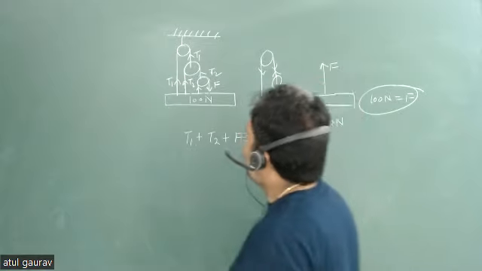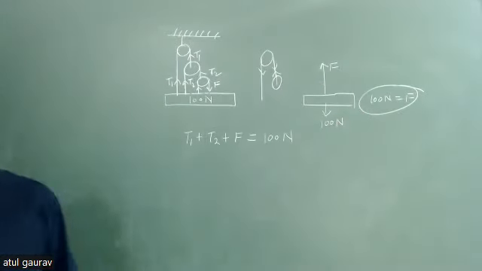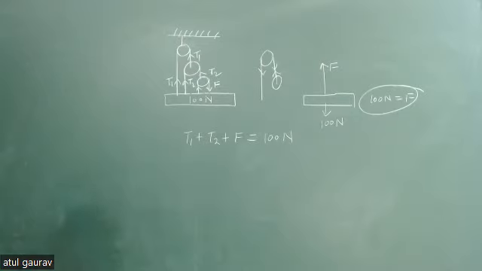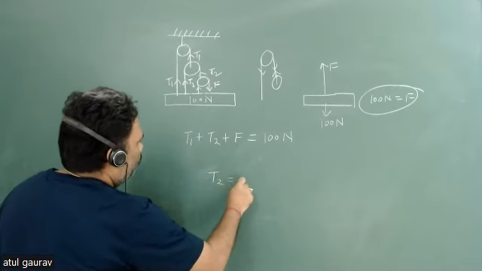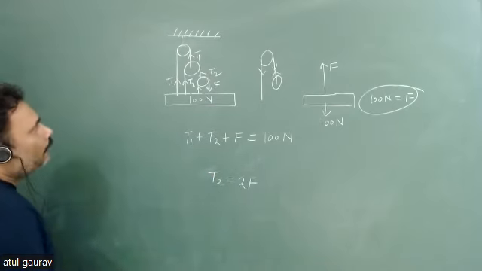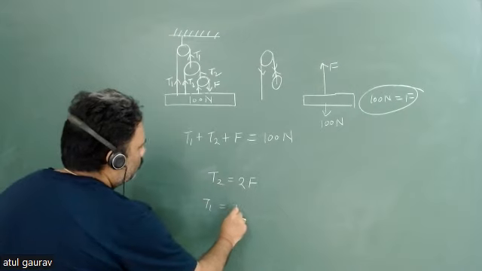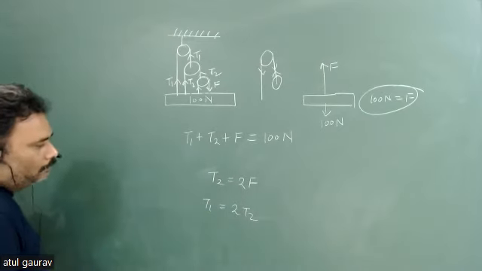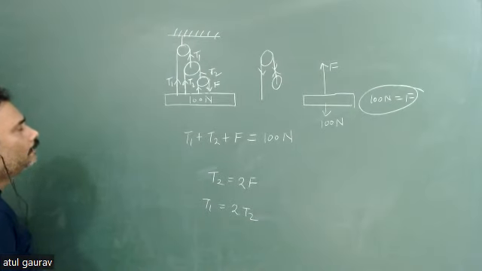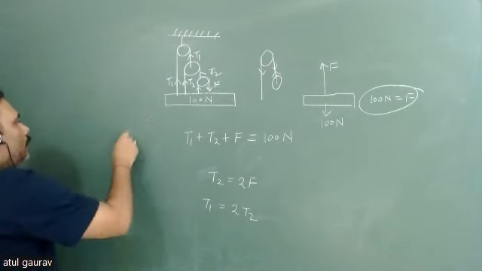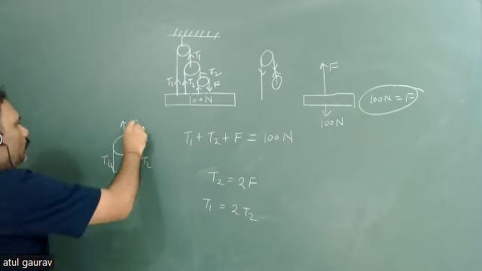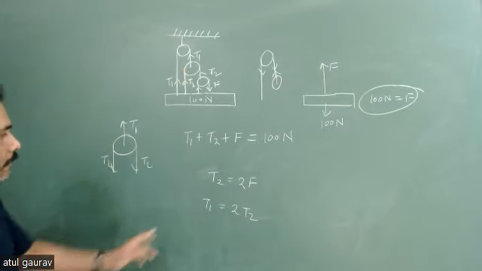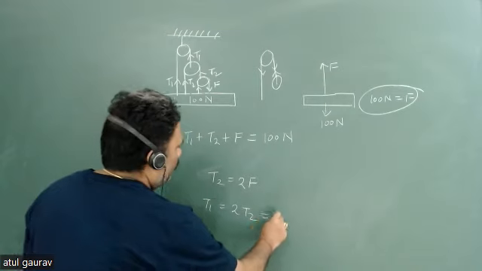So what is the relationship between T2 and F? T2 is equal to 2F. Okay. And what about T1? T1 is equal to 2 T2, isn't it? Yes, sir. Look here. This is your T1. This is your T2. This is your T2 for this pulley, isn't it? So T1 is equal to 2 T2 and that will equal to what? 4F.